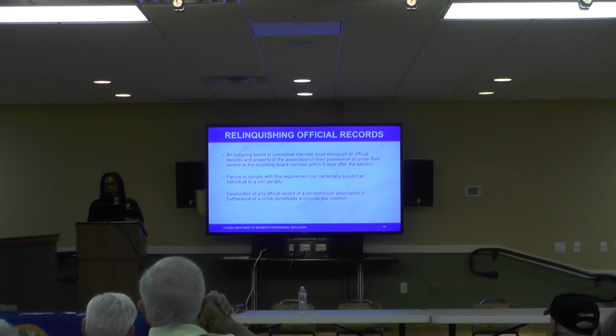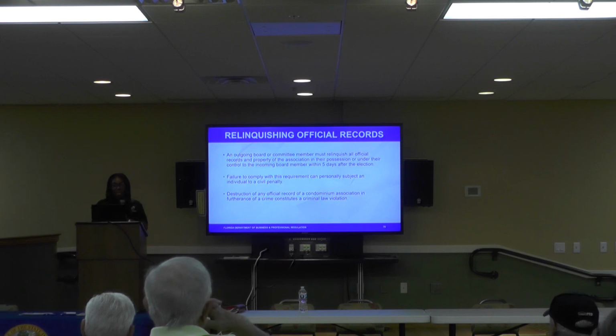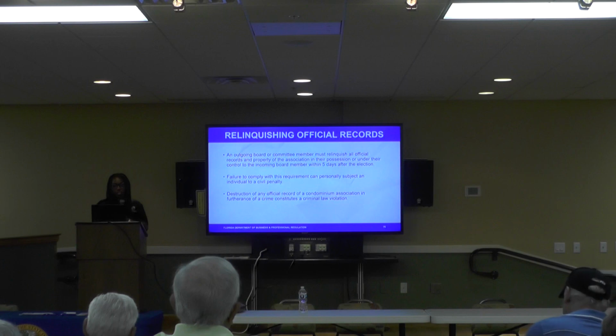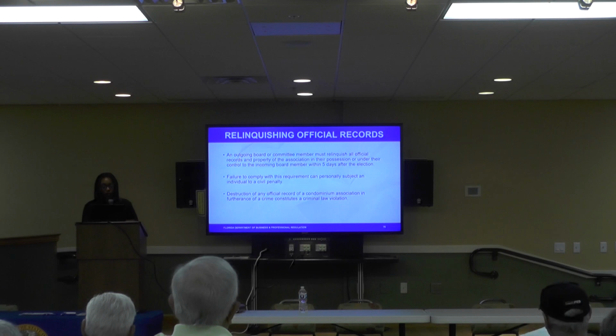An outgoing board or committee member must relinquish all official records and property of the association in their possession or under their control to the incoming member within 5 days after the election. An outgoing board or committee member who fails to comply with this requirement is personally subject to a civil penalty. Destruction of any official records of a condominium association is deemed a crime and constitutes a criminal law violation.